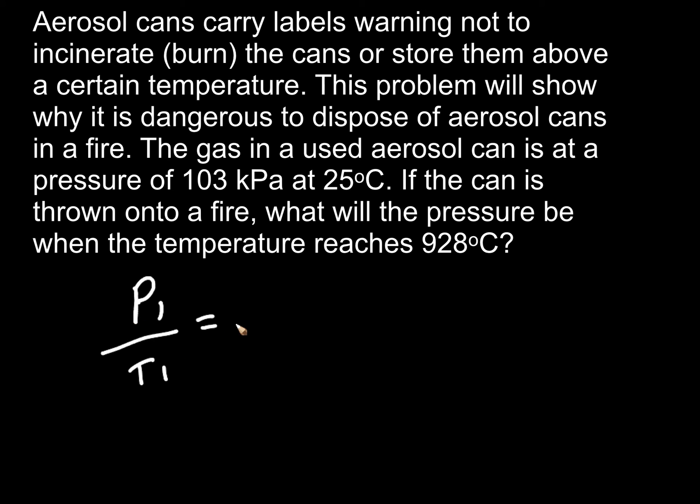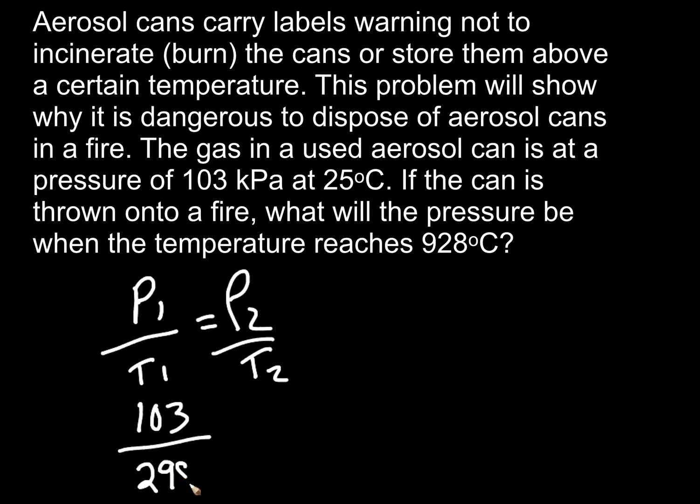P1 over T1 equals P2 over T2. So we know first pressure, 103. First temperature, 298.15. Equals, we're looking for our next pressure, so P2 divided by 298 plus 273.15. And we get 571.15. So now we need to cross multiply and divide.